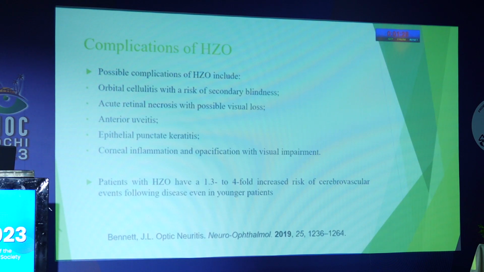So possible complications can be orbital cellulitis with a risk of secondary blindness, acute retinal necrosis, uveitis, epithelial keratitis, corneal inflammation, and if not treated, opacification. And patients with herpes zoster ophthalmicus have a 1.3 to 4% increased risk of cerebrovascular events.